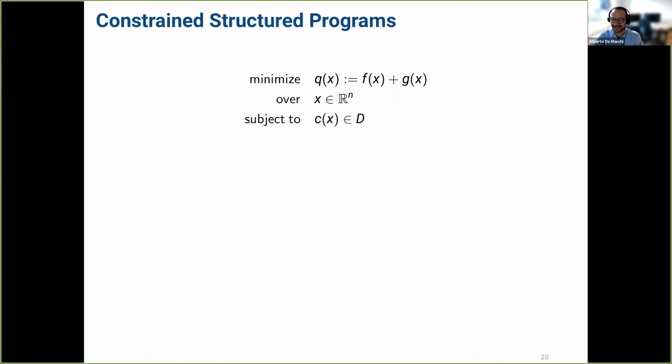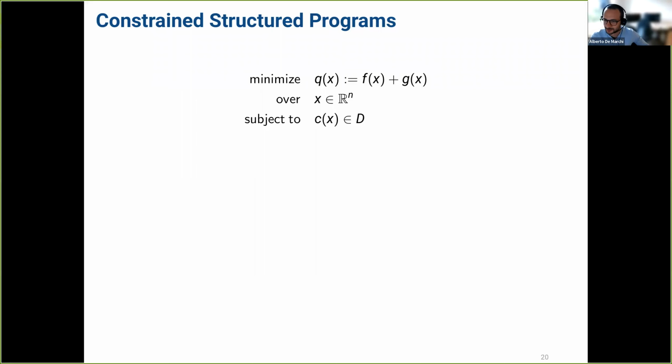Okay, now we start with constrained structured programs. I would ask if there is any question first. No, okay, I guess there are not. So maybe I was clear, maybe I was too obscure, but I will proceed then. So we go back to our constrained structured programs here.